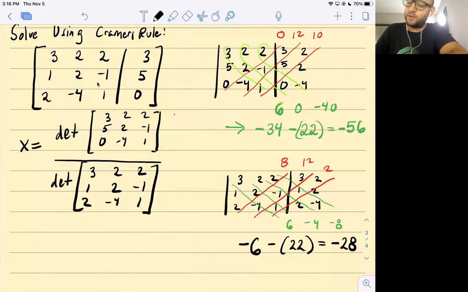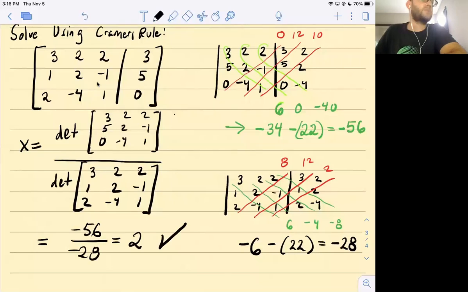Okay, and now you can just put it into the formula. This would be negative 56 divided by negative 28, which is going to be positive 2. And that was one of the answers from the last time. And then you do the same thing for y and the same thing for z, just replace a different column.